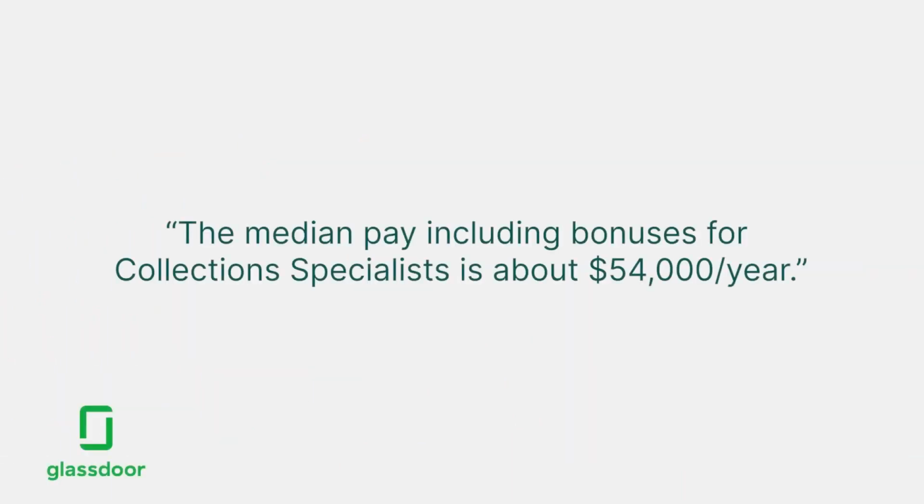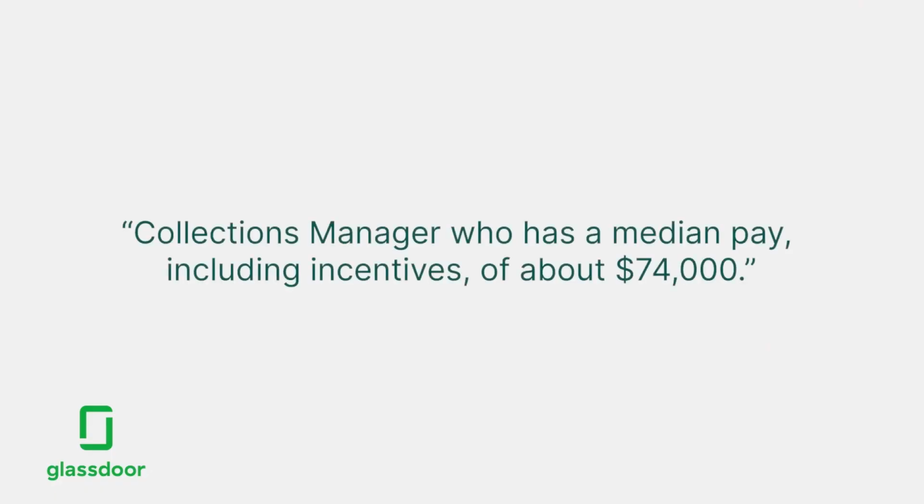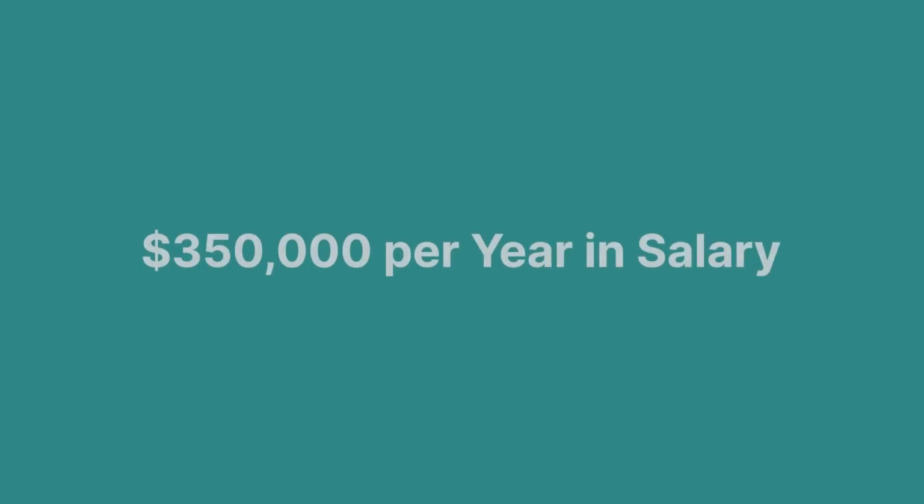According to Glassdoor, the median pay, including bonuses, for a collection specialist is about $54,000 per year. And we should also assume that this team of 5 has a collections manager who has a median pay, including incentives, of about $74,000 per year. So this team of 6 costs the company about $350,000 per year in salary.